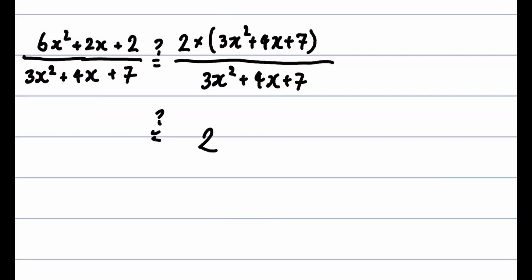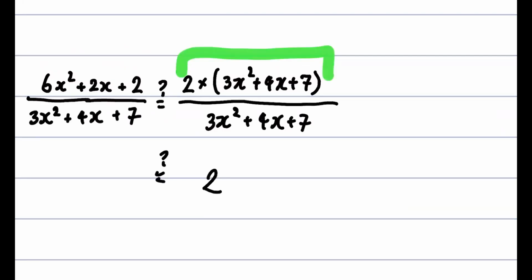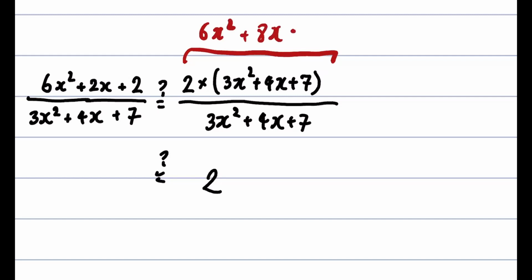But that's not the case. What we realize is that if this was actually the case, let's expand this. What do we get? We get 2 times 3x squared, 6x squared. 2 times 4x, 8x. 2 times 7, 14. Are they equal? Nope. So what do we need to do to compensate?